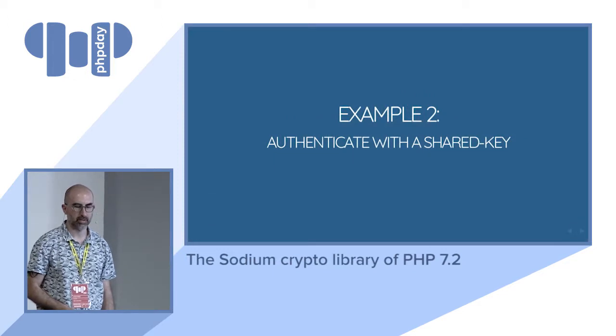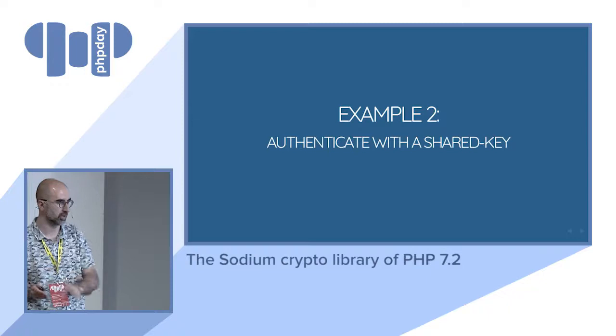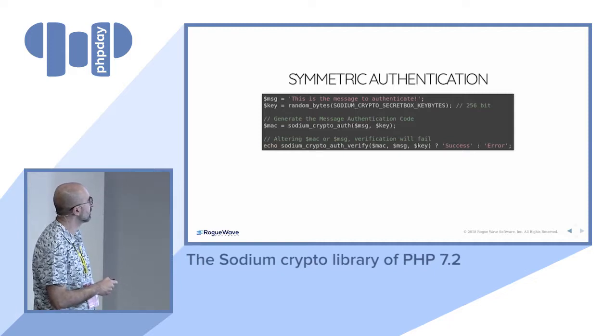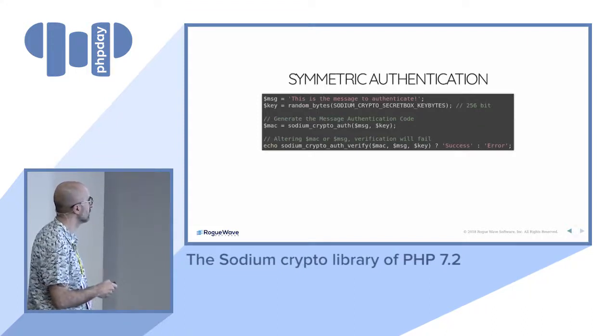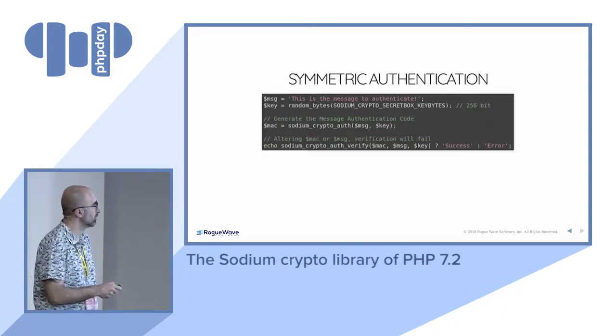Okay, let's jump to another example. We want to authenticate some information. We don't want to encrypt, we don't want to protect, just to provide the authentication. This is the example. We have a message here, which is authenticated with a key. So you need to have a secret key in order to authenticate the information. You need to generate a key here, and you can just use sodium_crypto_auth, which is for authentication. You pass the message and the key.